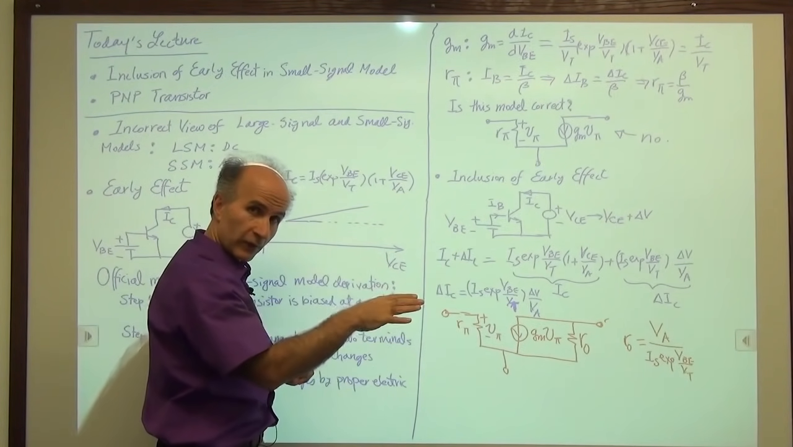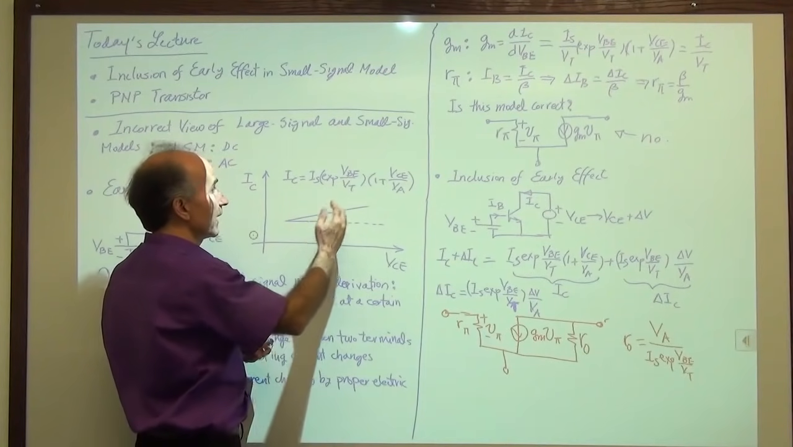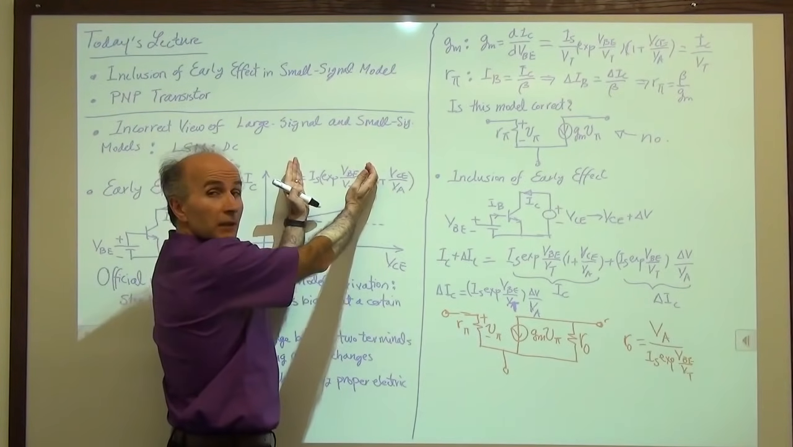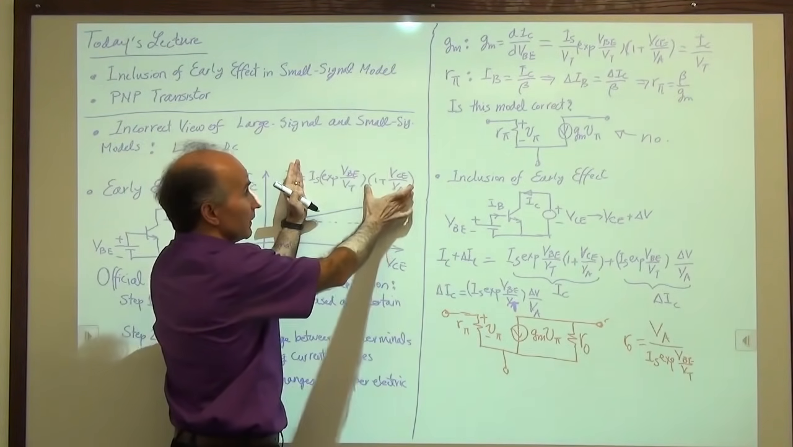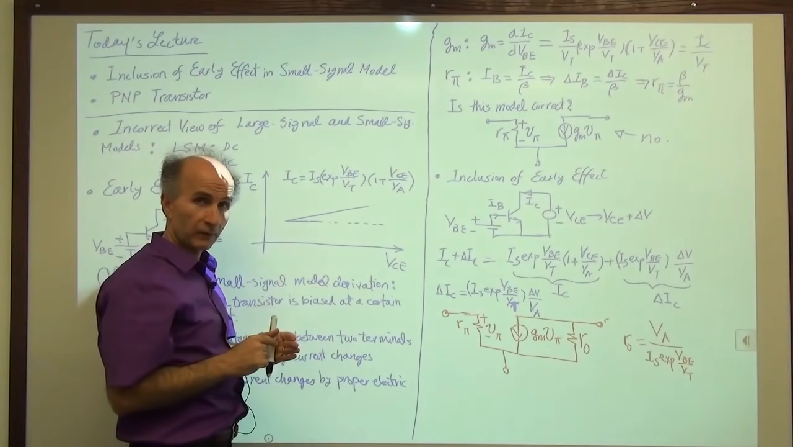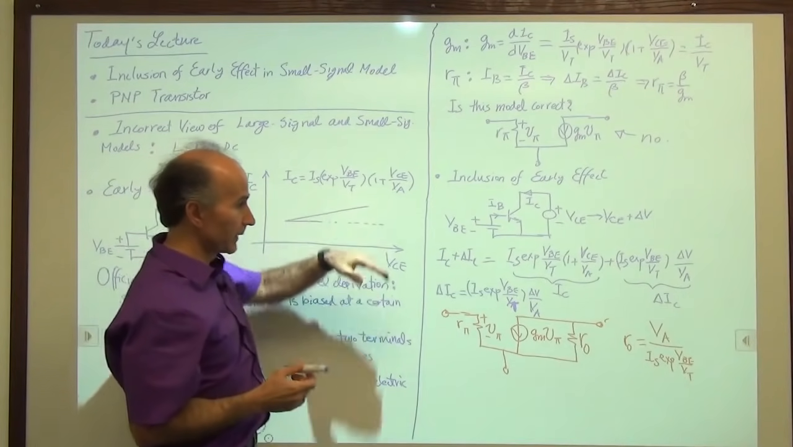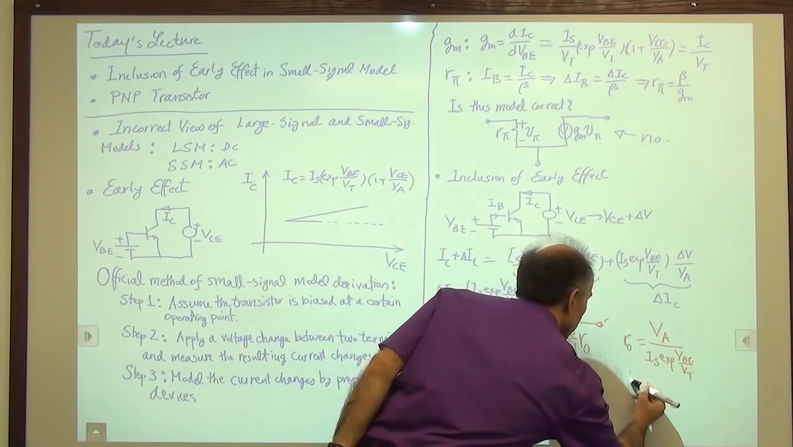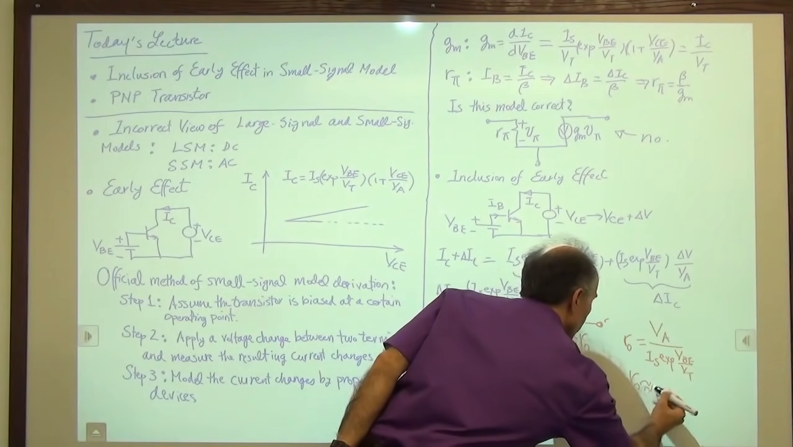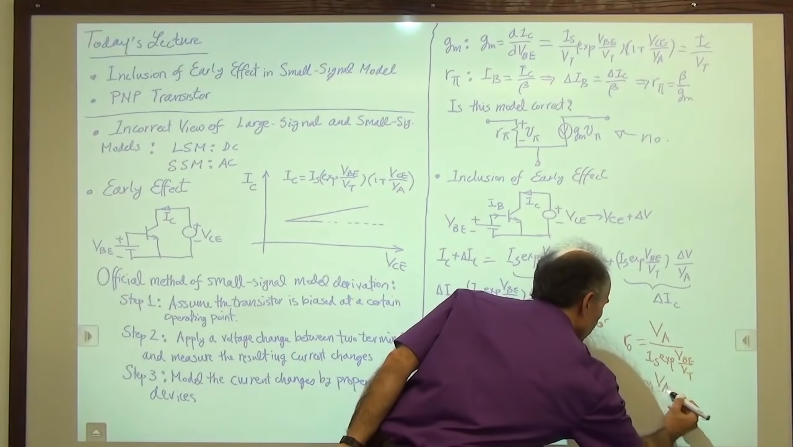So we will make an approximation only for ro. For the ro calculation, we say that this is approximately equal to the collector current, because this term hopefully is not much different from 1, meaning that this slope is not very sharp. So we will say ro is approximately equal to VA over IC.